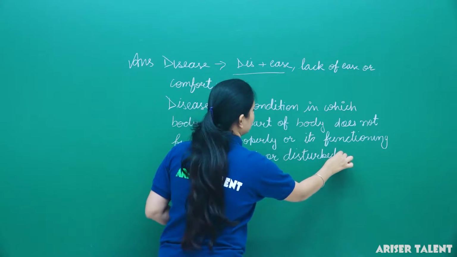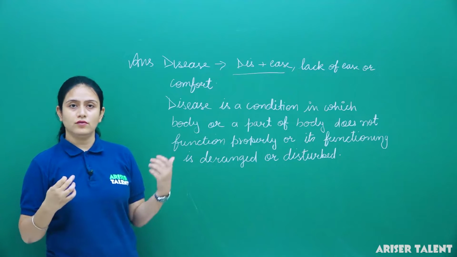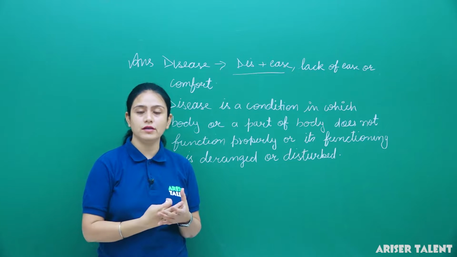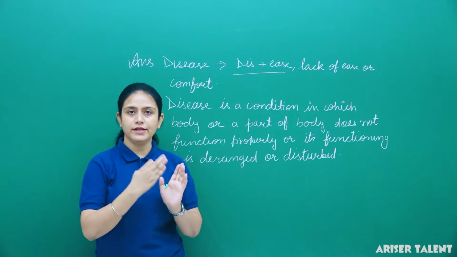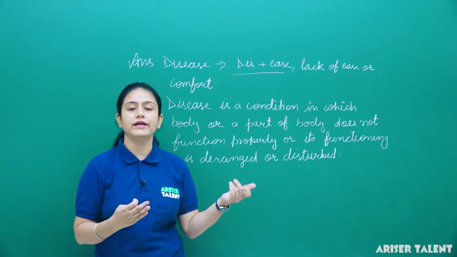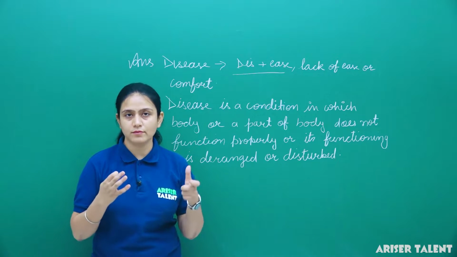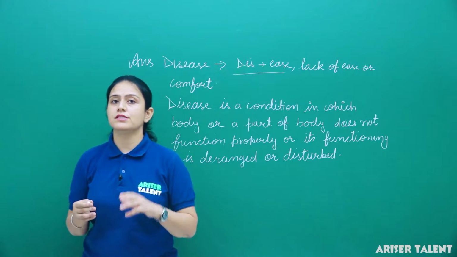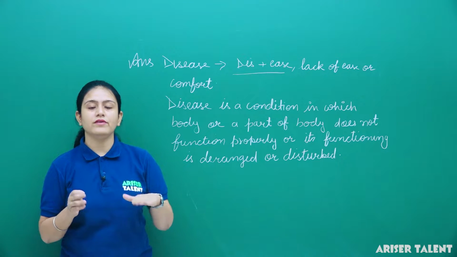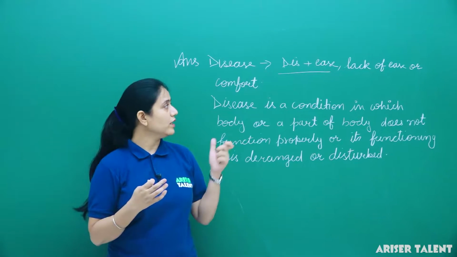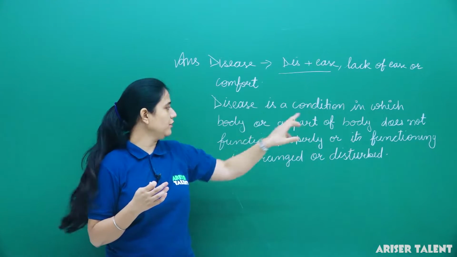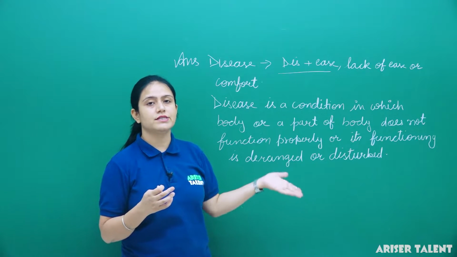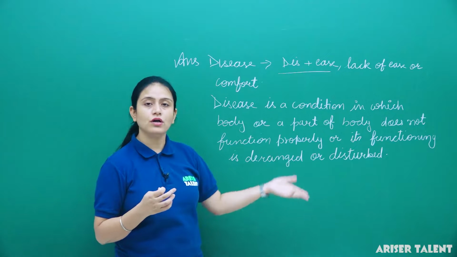Okay, if any part of the body which is working very nicely suddenly gets affected by any disease, then it stops working properly, or we can say that its functioning gets disturbed or deranged. Thus we can say that some body part is suffering from a disease. Clear? So what is disease? Disease means discomfort. When we are not comfortable, that is known as disease. Disease is a condition in which the body or a part of the body does not function properly, or we can say its functioning is deranged or disturbed. Clear?